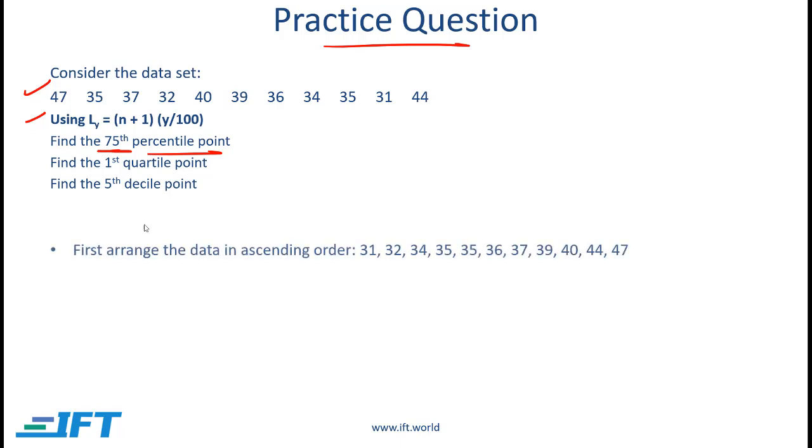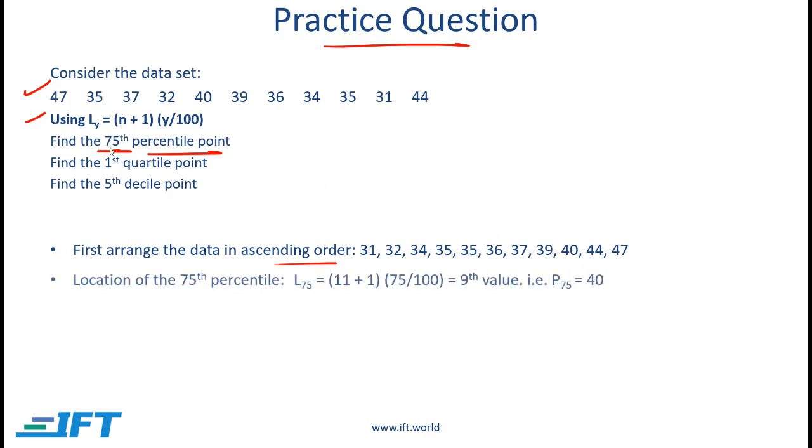So hopefully, here's what you did. Step 1 was to arrange the data in ascending order. So that's done here. Then to find the 75th percentile point, you use the formula. So n plus 1 into 75, which is coming from the 75th percentile, divided by 100. This gives you the 9th value. And remember, since we have a small data set, this is just an approximation. So we will come to the 9th value, which is this one. So P75 is 40.